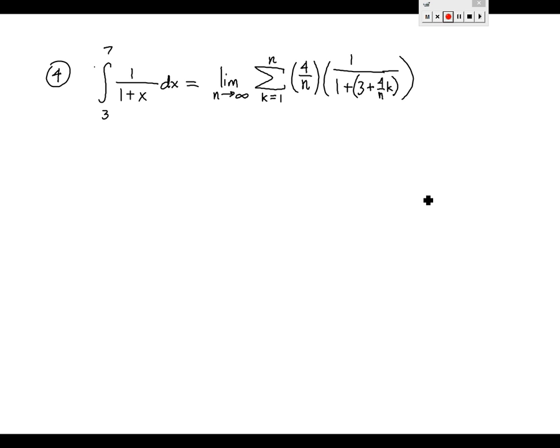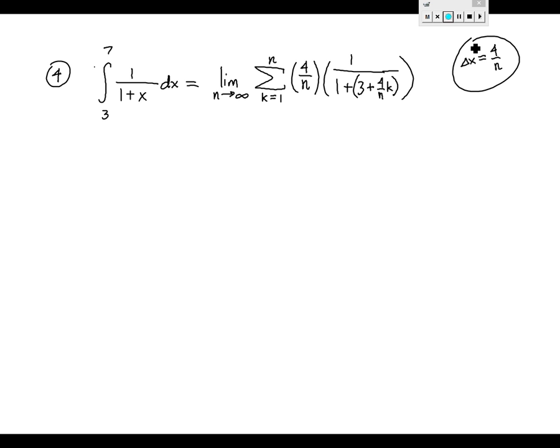Let's verify that that does the job. Let's plug in 1. If you plug in 1, you get 3 plus 4 over n. Isn't that the right endpoint of the very first subinterval? That's 3 plus 1 delta x. And if you plug in k equals 2, you get the right endpoint of the second interval. That's 3 plus 2 delta x's, where delta x is 4 over n.